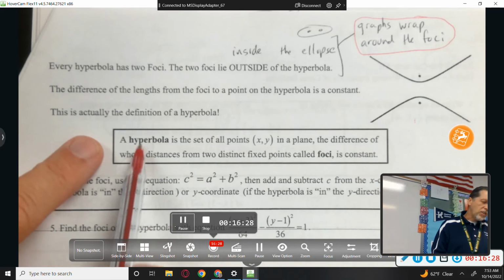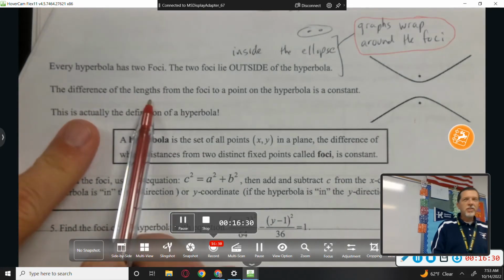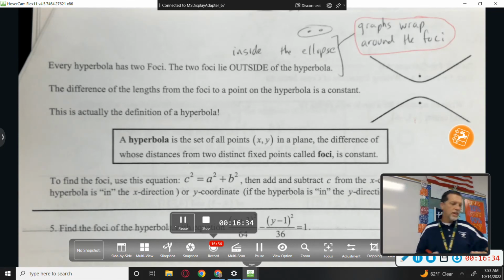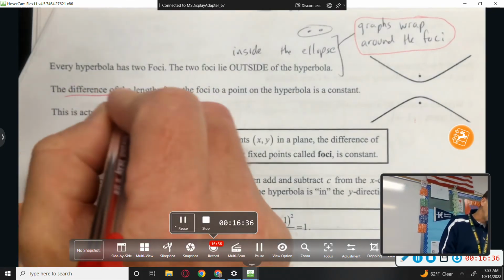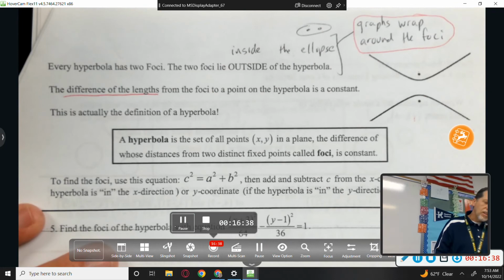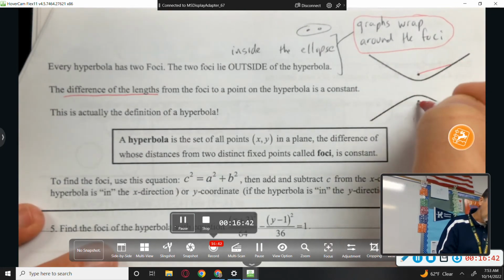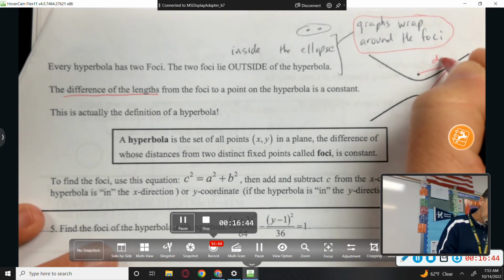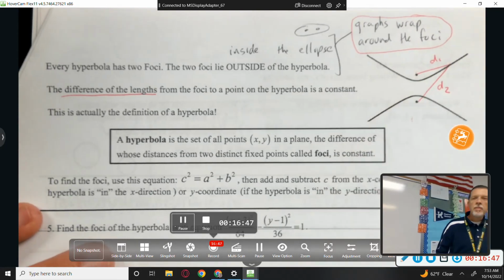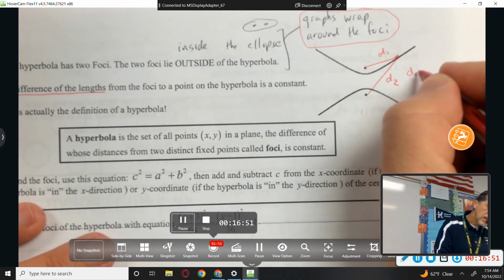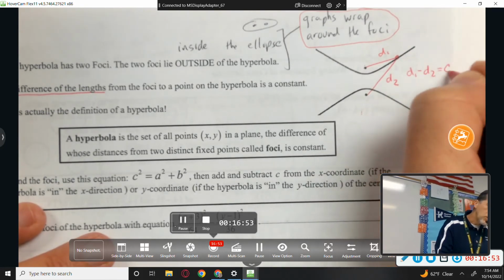Here's the definition. For an ellipse, it was the sum of the distances was constant. For a hyperbola, it's the difference of the distances. So this is a little bit harder to sketch out, but if you pick any point on the hyperbola, d1 minus d2 is a constant.